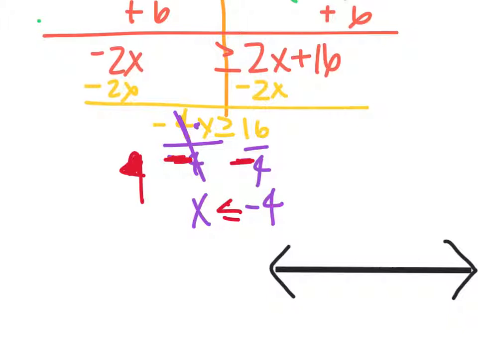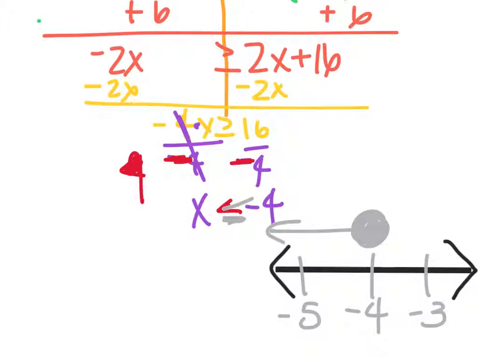On my number line, I'll have negative 4 in the middle, negative 5 on the left, negative 3 on the right. The equal to tells me that my circle is solid. And this less than sign tells me that my line is pointing to the left.